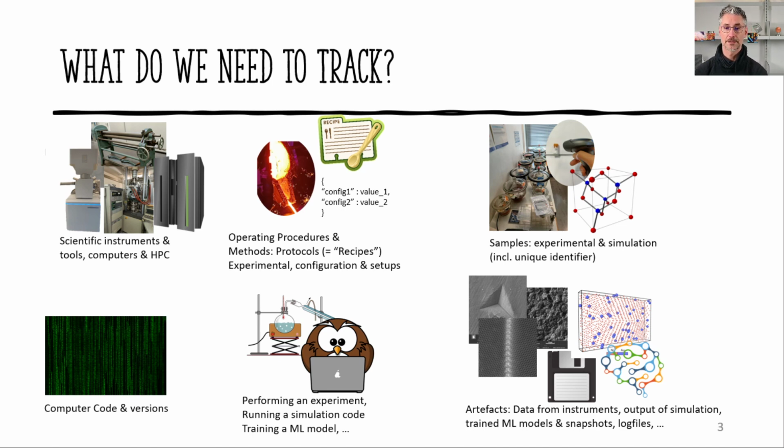So what do we need to track? We have scientific instruments, and we use the term loosely. We have tools, computers, high-performance clusters, and so on. We also have operating procedures or methods. We can call them protocols or more informally recipes. They can contain experimental protocols, like for example how we prepare a sample or how we cast a sample or something like this, but also configuration details for simulation runs and setups.